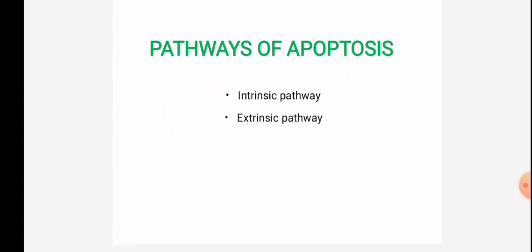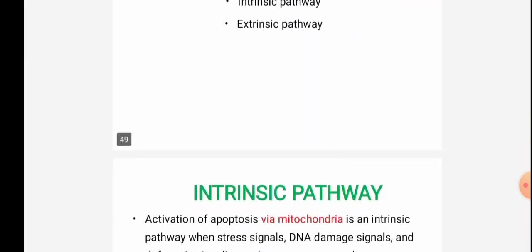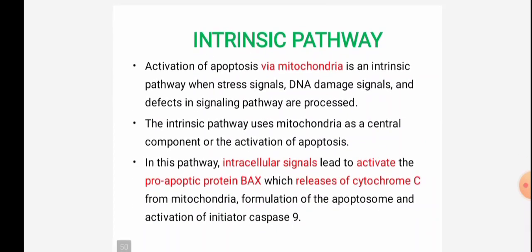There are two types of pathways for apoptosis: the intrinsic pathway and the extrinsic pathway. The intrinsic pathway is the activation of apoptosis via mitochondria. Inside the cell, the apoptosis process happens. In the intrinsic pathway, stress signals, DNA damage signals, and defects in signaling pathways are processed. The intrinsic pathway uses mitochondria as a central component for the activation of apoptosis.